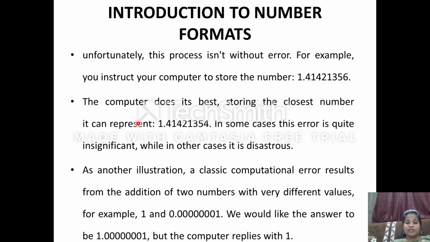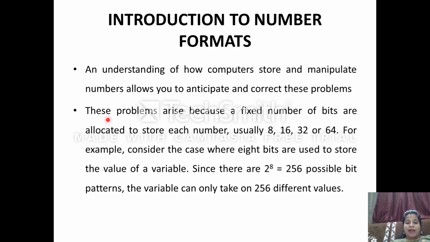So if this becomes a disaster, what happens? Another illustration: a normal addition with two numbers. For example, 1 and 0.400001. We would like to add these two numbers, and the answer should be 1.400001. But the computer replies with 1. So an understanding of how computers store and manipulate numbers will solve the problem.